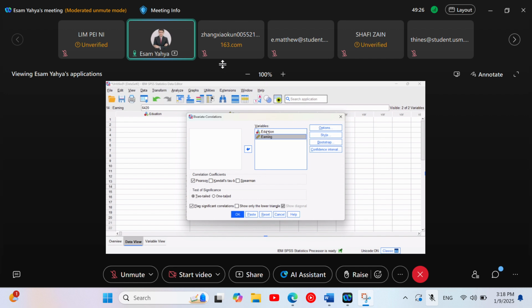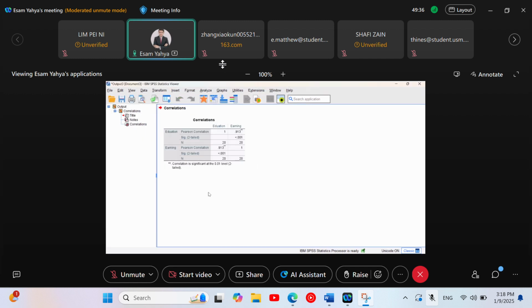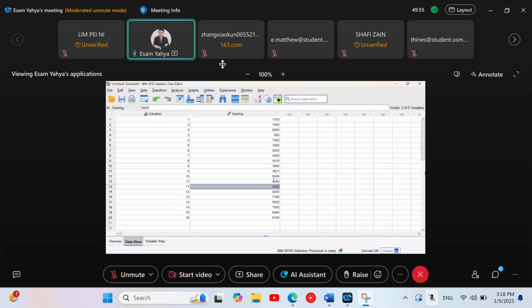Okay, here you have two variables, and make sure this one is clicked, which is the Pearson, and click OK. Once you click OK, it comes the correlation. So it comes the correlation and the R value, and it also shows you the significance and the N. So with this simple step, you can calculate the correlation using SPSS.